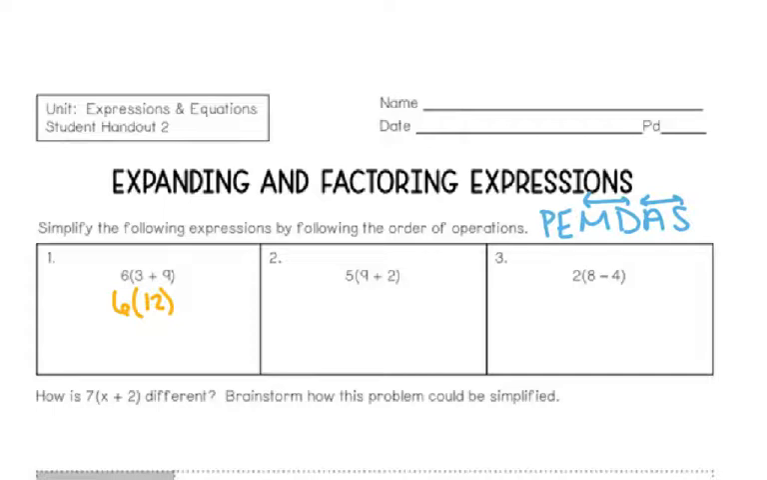Now, I know anytime that there's a number right next to parentheses, that means multiplication. We don't have to have the X or the dot multiplication symbol. So in this case, we are doing 6 times 12. 6 times 12 is 72.